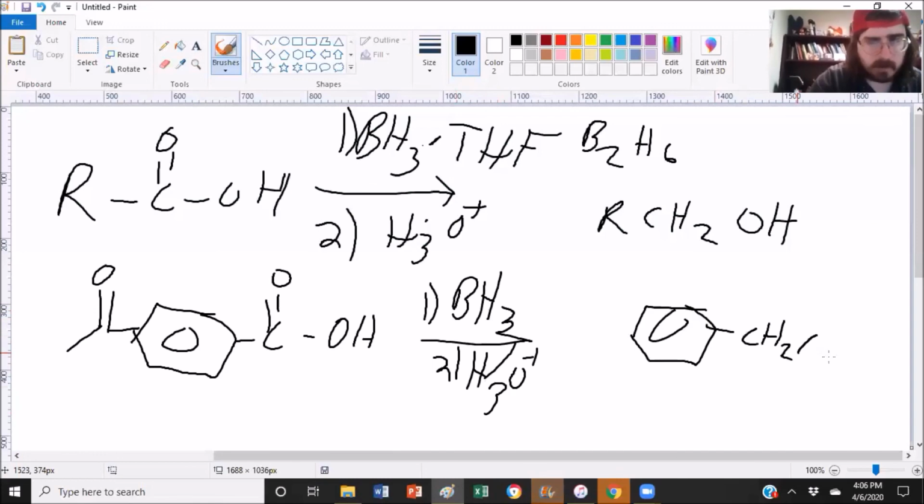So I'm going to fully reduce my acid, but I'm not going to touch my ketone. The advantage of this is that if you only want to touch one functional group, you use the weaker reagent. The same way as, remember, we might use a different reductant to react with an aldehyde, but not a ketone.